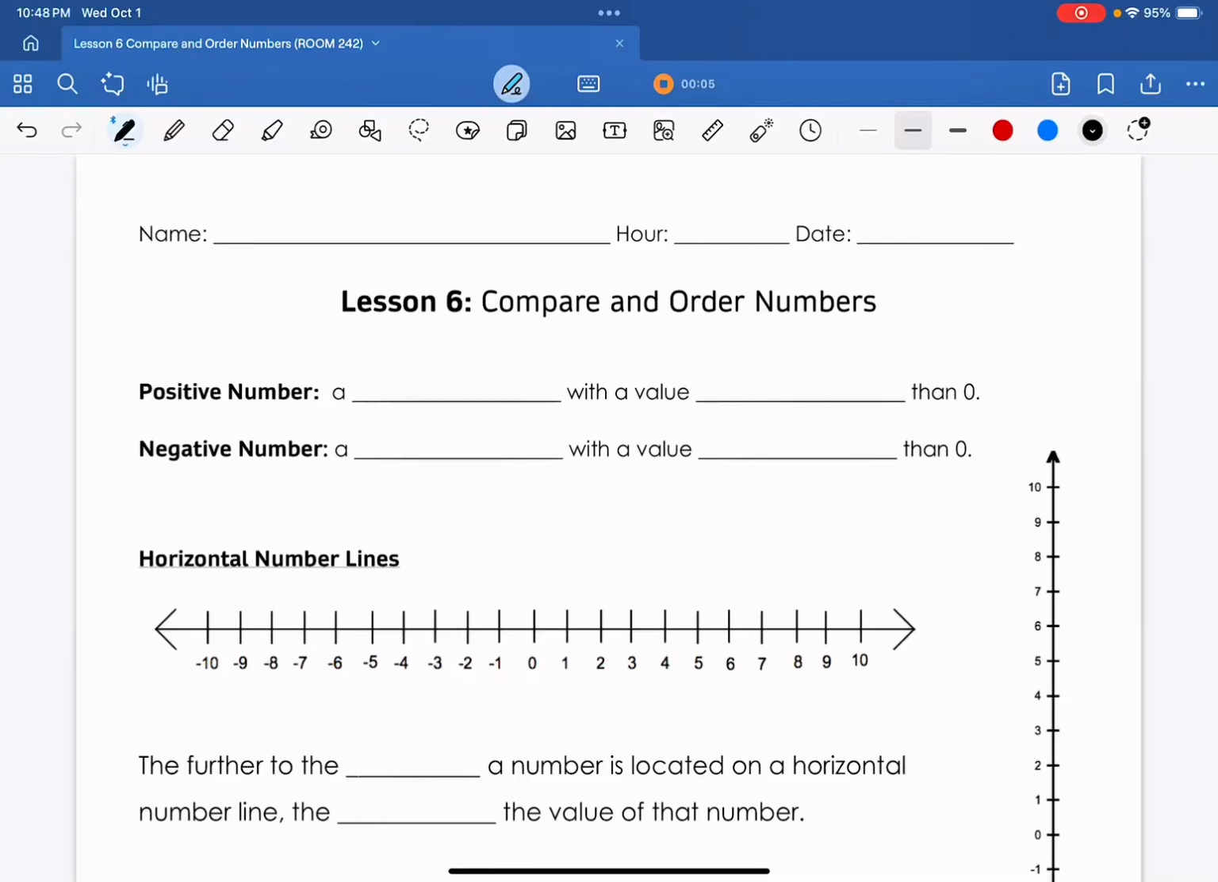We are going to do notes on lesson 6, which is comparing and ordering numbers. So first thing I want you to do when you get your paper is to put your name up top.